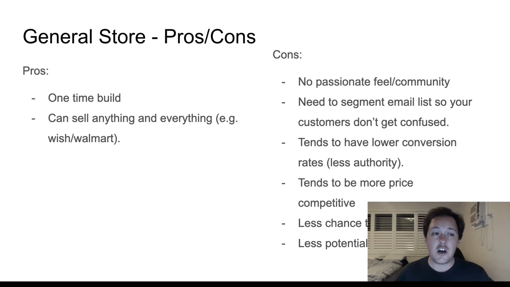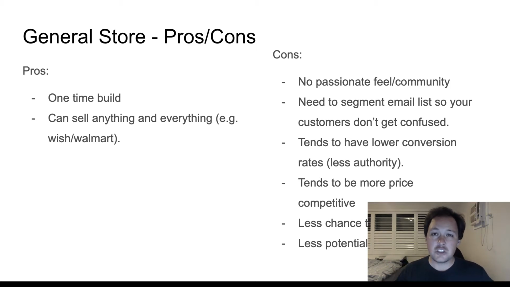Now the cons of a general store. There's no passion, there's no feel, and there's no community around this, okay? So there's no chance of building up a tribe of people who are passionate and really strongly invested in a particular interest. So there's none of that with a general store. Another con is that you need to segment your email list so customers don't get confused. So you can still build up a healthy email list that you can then remarket products to, but your email segmentation has to be super on point, okay?